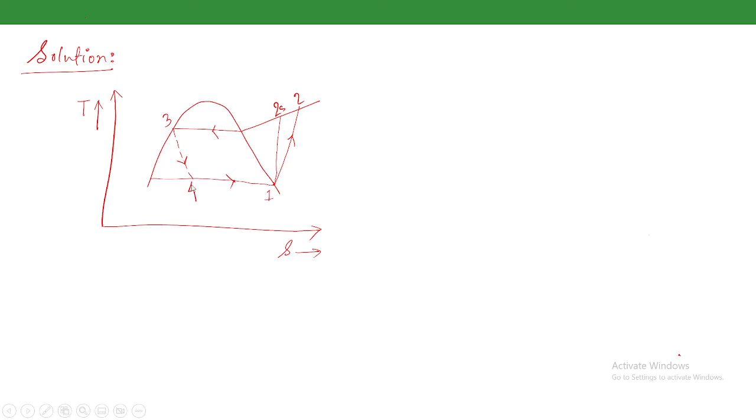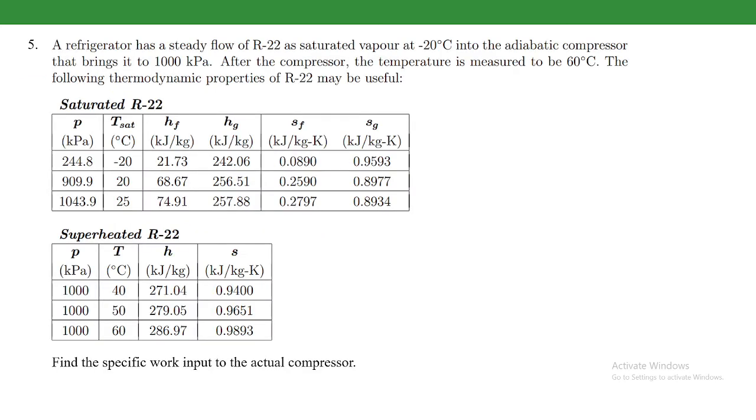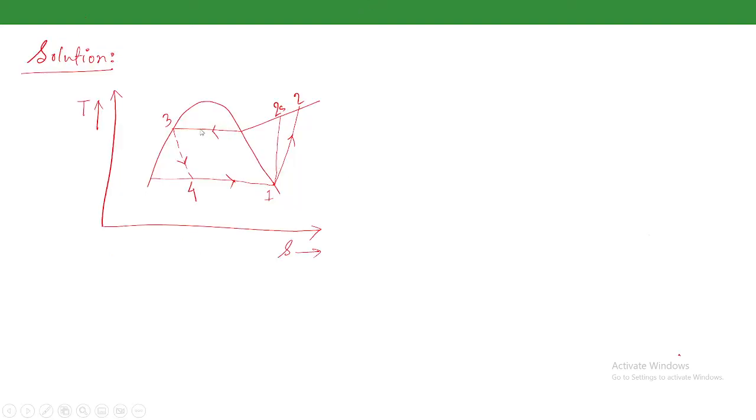3 to 4 is the throttling or the expansion process, and 4 to 1 is the heat absorption in the evaporator. Okay, so it is stated that R22 enters the adiabatic compressor as saturated vapor at minus 20 degrees Celsius. Now for the adiabatic compressor, we are first taking 1 to 2. This is a reversible and adiabatic process. So the entry point of this is a saturated vapor at minus 20 degrees Celsius.